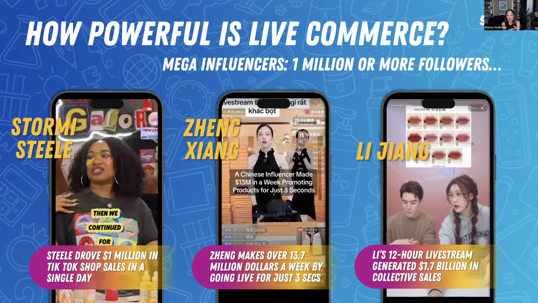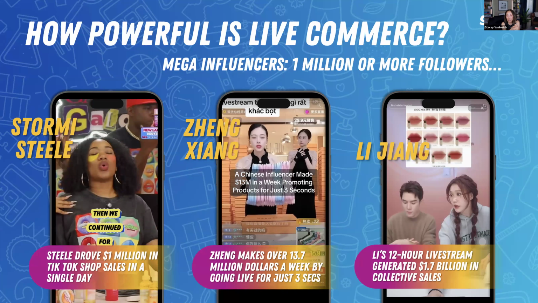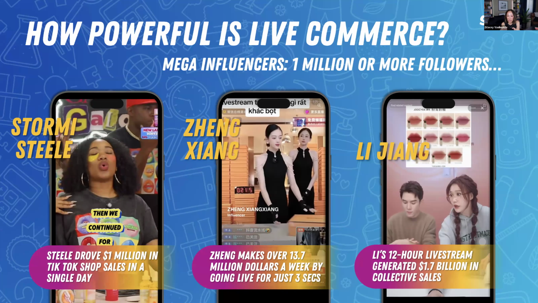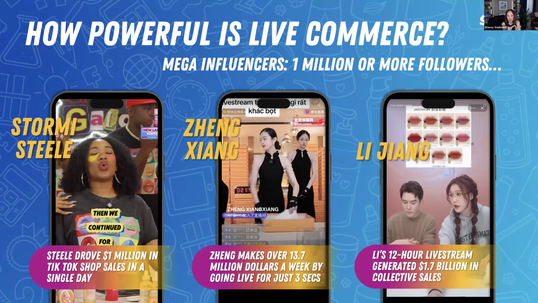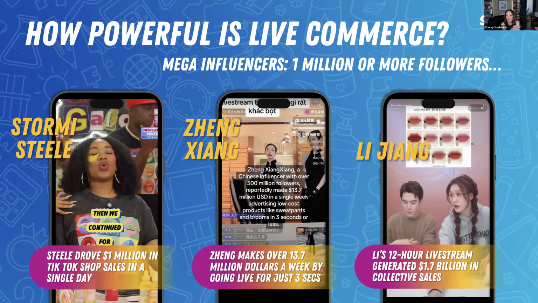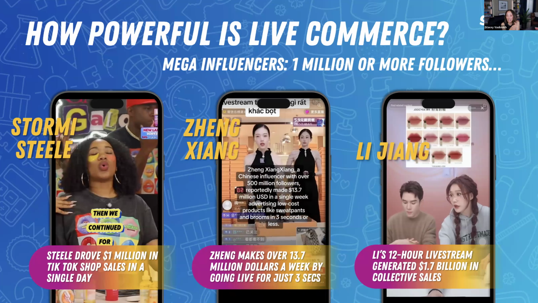And the amount of products that so many of these mega influencers are able to move is mind blowing when you actually look at the statistics. If you look at these three examples, you have Stormy Steele on the left, who did $1 million in TikTok Shop sales in a single day, just with her phone, sitting there with her products and talking about the things that she loves, the things that she was paid to sponsor.